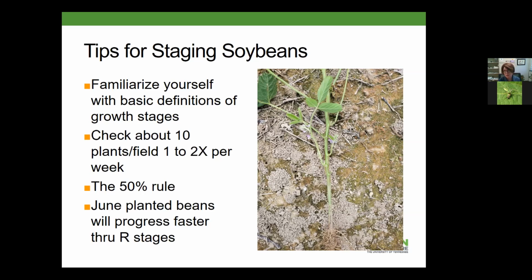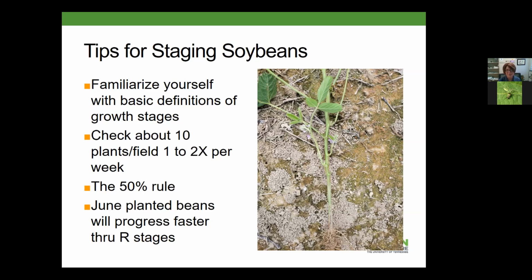I use the 50% rule. I mean, if I've checked 10 plants and at least 5 of them have progressed on to the next stage, then that's what I'll call the field. So that's kind of the benchmark to saying, yeah, we've moved on to the next stage here.